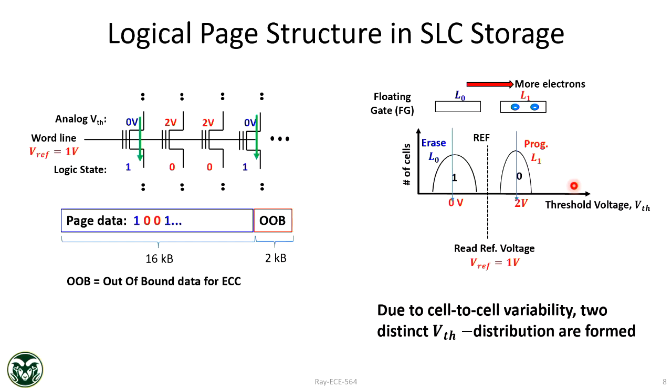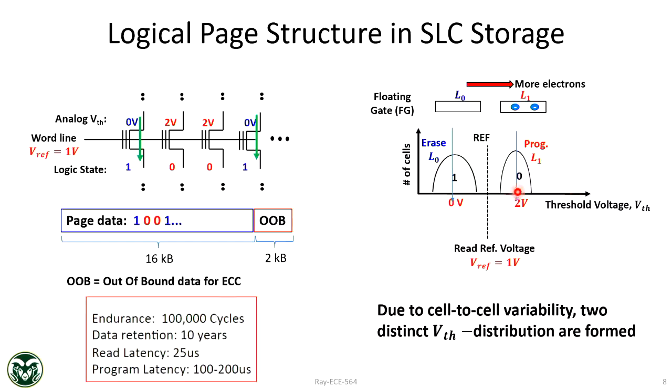Okay, so that's about SLC, right? SLC, yes, density is the least, but it is the most reliable. You can go to an endurance of 100,000 cycles. 100,000 is the maximum, meaning you can use a drive 100,000 times. Data retention is 10 years. Read latency is 25 microseconds, around 20. So it is microseconds, no more nanoseconds.